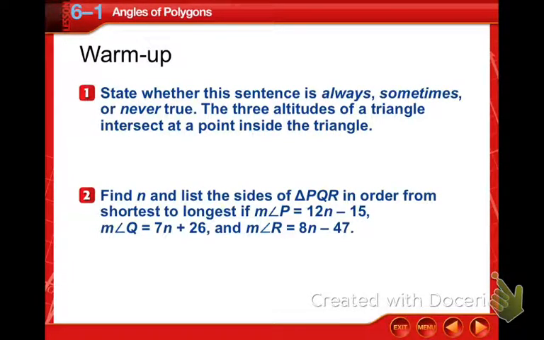Here's the warm-up. Number 1 says to state whether the sentence is always, sometimes, or never true. The three altitudes of a triangle intersect at a point inside the triangle. This is a review from a couple units ago. So three altitudes of a triangle intersect at a point inside the triangle. It depends on the triangle. So this is definitely not always true, but it is also sometimes true. So the answer is sometimes.